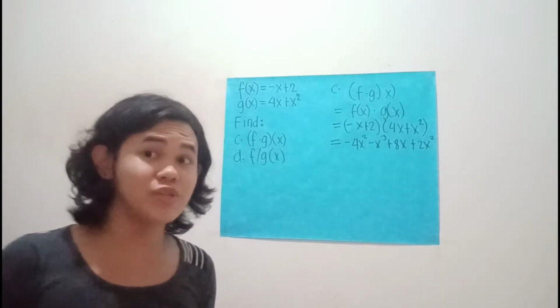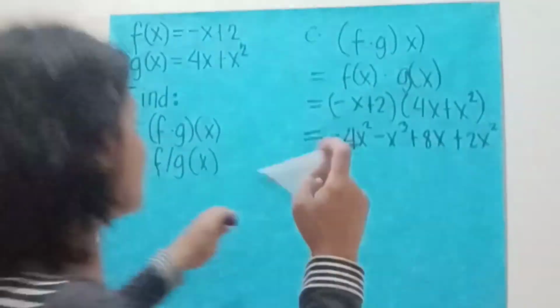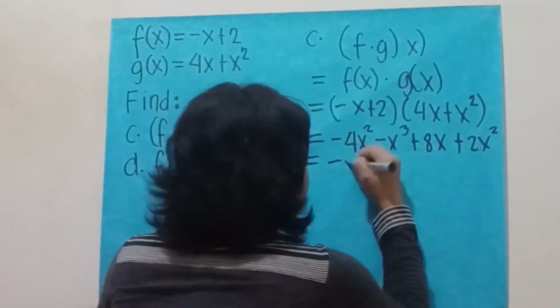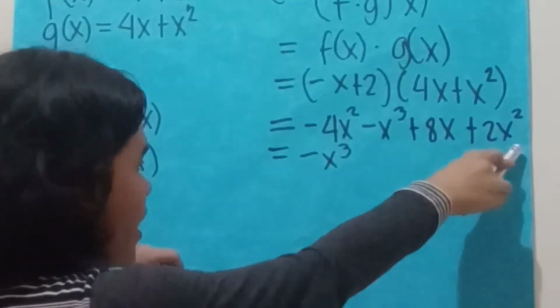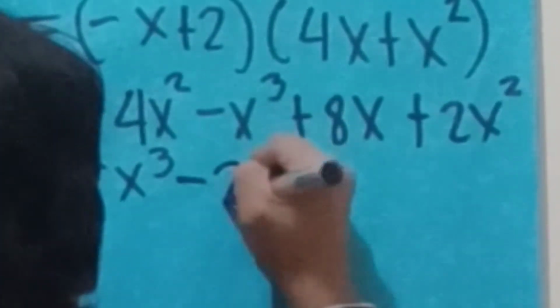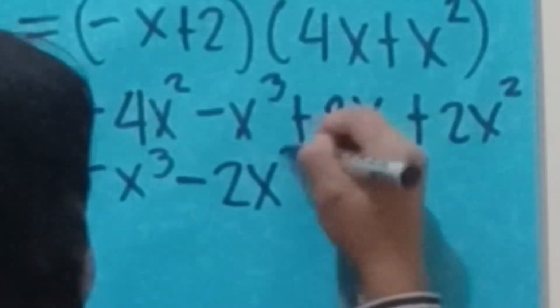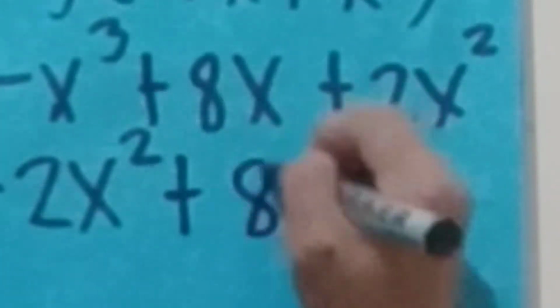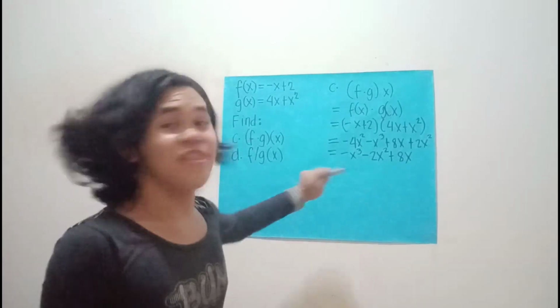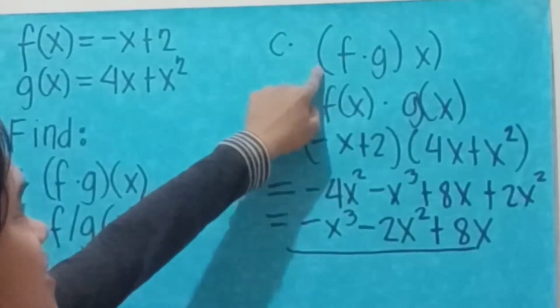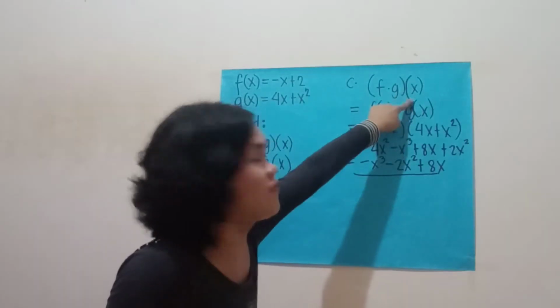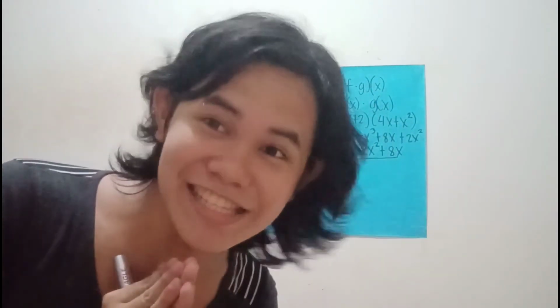After that, we are going to combine like terms. So this becomes negative x cubed, negative 4x squared plus 2x squared becomes negative 2x squared, plus 8x. And this is now our final answer for letter C, the quantity f times g of x. Now, let's go solve the last problem, letter D.